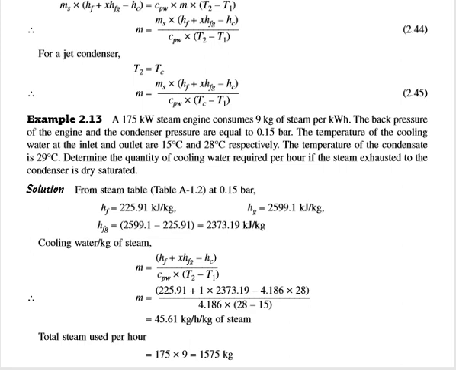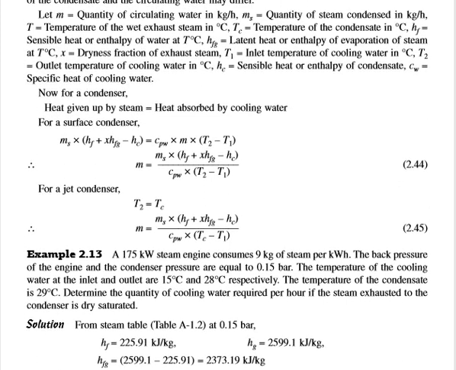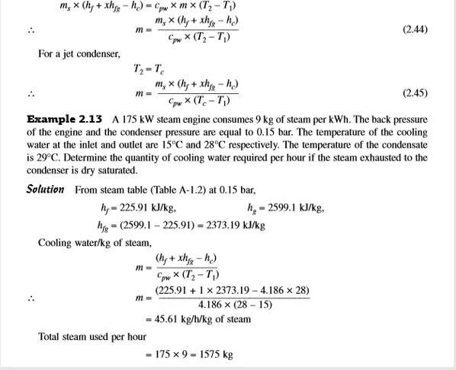And then in this case, what is given? CPW is not given in the numerical. CPW is nothing but the specific heat of cooling water. You have taken 4.186, or here you can take 4.2. Then you are getting the mass of cooling water as 45.61 kg per hour per kg of steam.